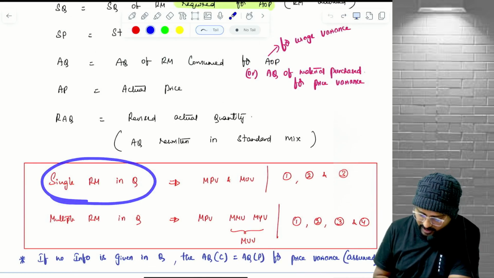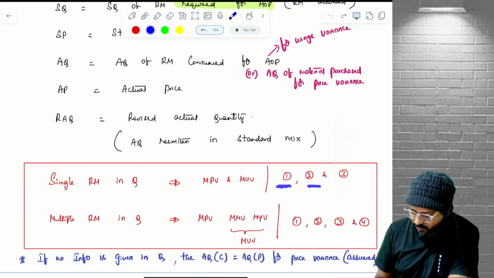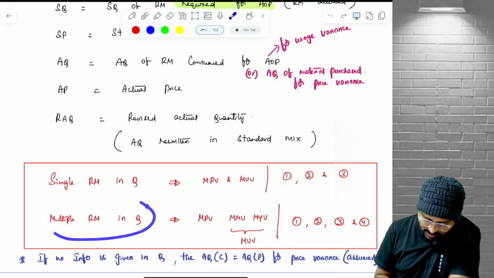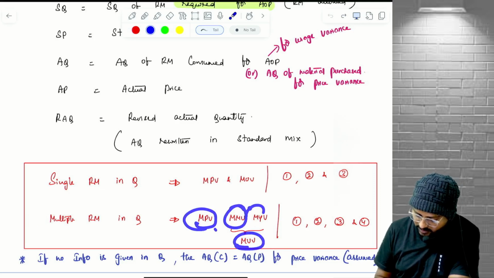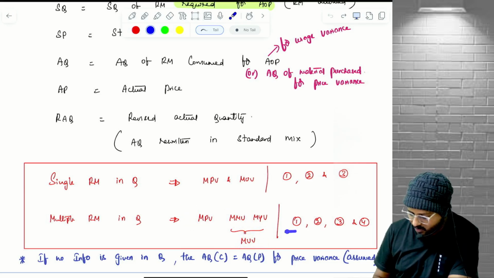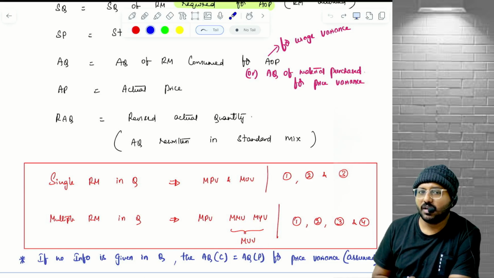Single raw material in the question, then you will have only price and usage variance, and the formulas will be 1, 2, and 3. If there are multiple raw materials in the question, then it will be material price variance, and usage variance will be further classified into mix and yield. And all the 4 formulae will come. Is that clear? Hello? Yes?